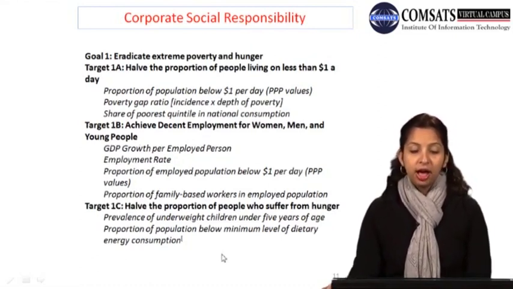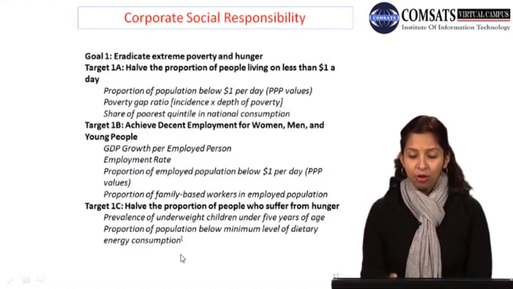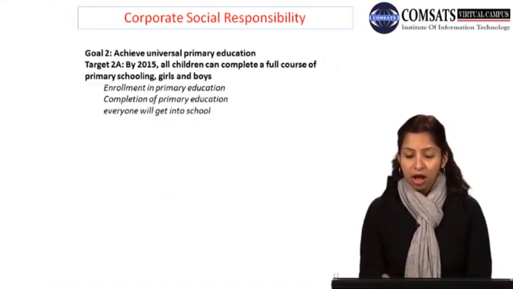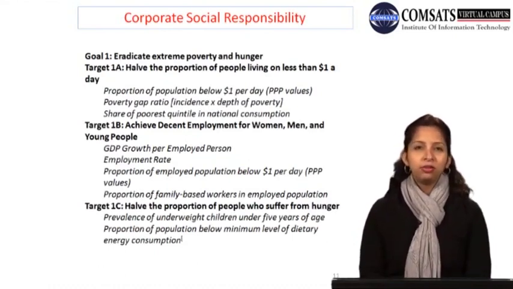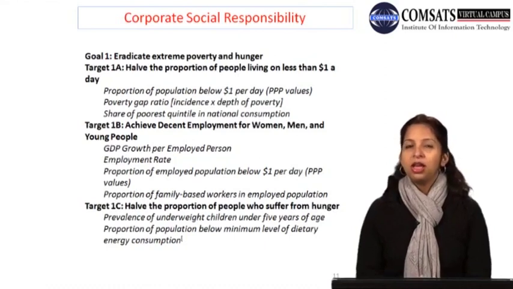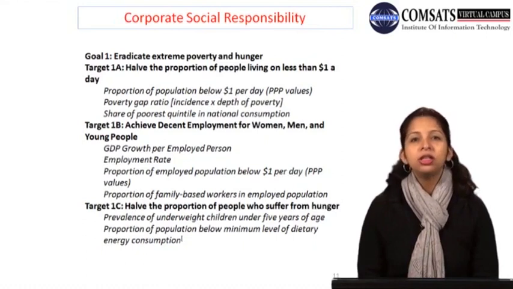Target 1C is half the proportion of people who suffer from hunger, prevalence of underweight children under 5 years of age, proportion of population below minimum level of dietary energy consumption. You need to see these figures to realize how important these issues are, especially when you grab National Geographic khol lijiye, so many times we're running documentaries on African countries jahan par extreme poverty to hai hi hai, aur uske alawa wahan par malnutrition itni zyada hai.